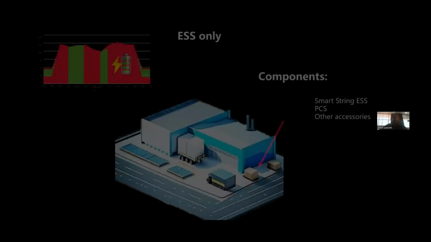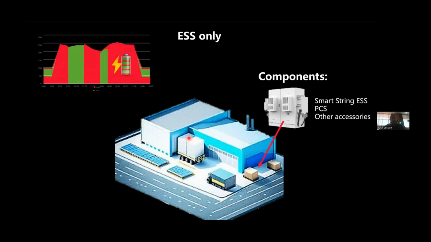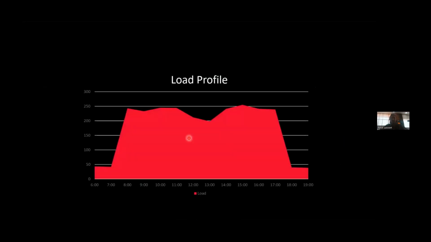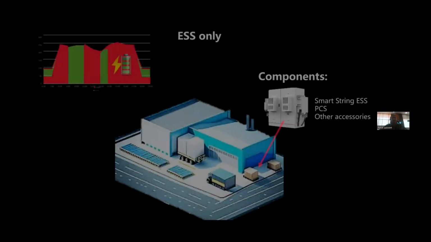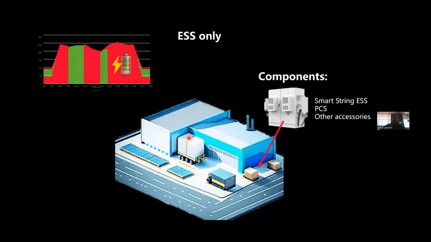But what you can do, so in this situation, the component would just be a battery. There's no solar in this example. And this is what some people do for battery backup. You just get a battery and it charges from the grid.